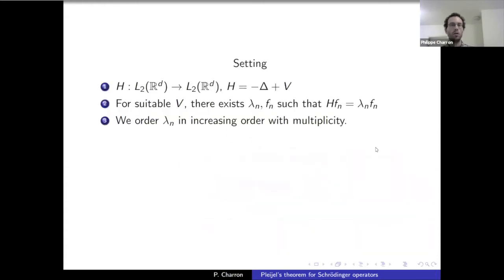Right, so here's our setting. We're looking at the Schrödinger operator H, where I'm going to use a minus Laplacian so that we always have positive eigenvalues. The eigenvalues are going to be lambda n for the nth eigenfunction, and we put them with multiplicity in increasing order.